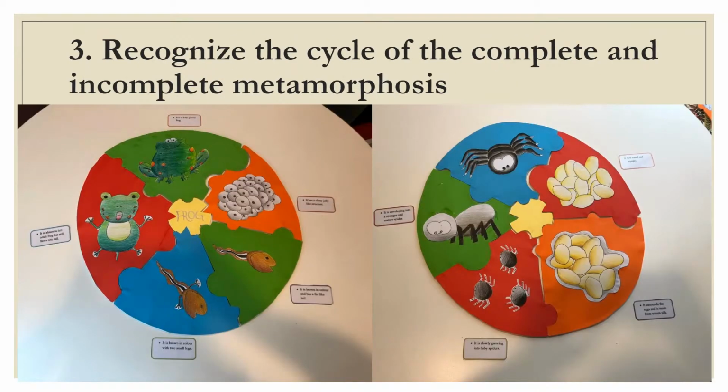And lastly, the third learning outcome can be measured when the students are able to recognize that the life cycle of a frog is known as the complete metamorphosis and the life cycle of a spider is known as the incomplete metamorphosis.